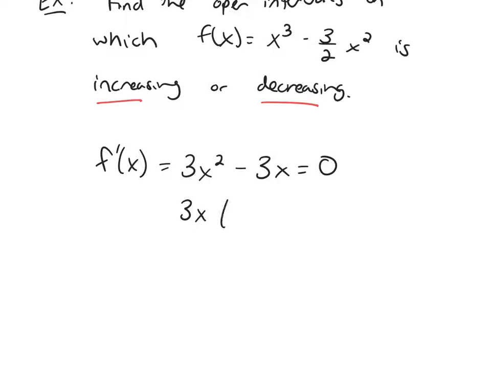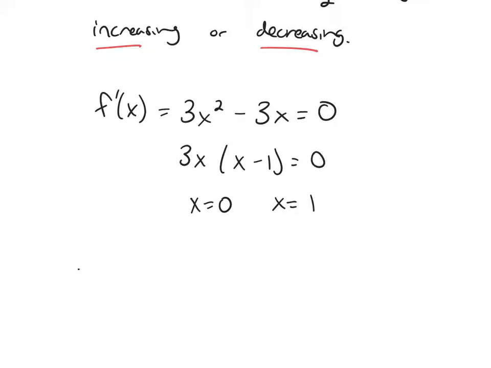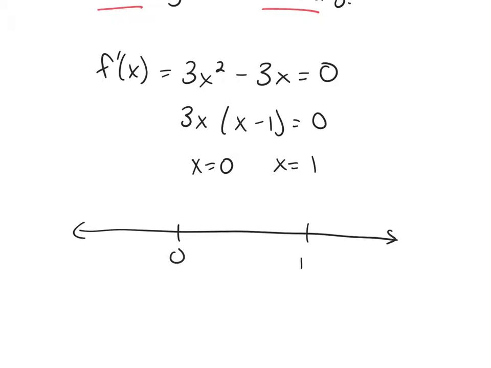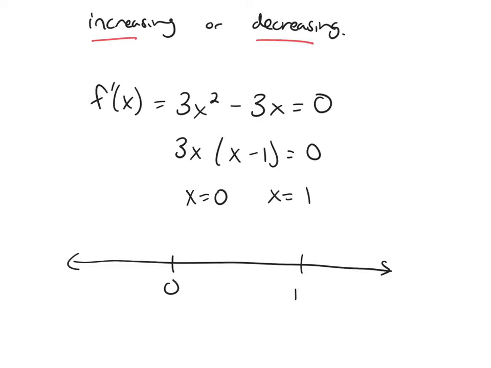If you factor out a 3 and an x, you get two solutions, x equals 0 and x equals 1. And then we make a sign chart for our derivative. Here's 0, here's 1. So if I need to pick some test points in here, let's pick -1, pick 1/2, and 2, and plug them into your derivative. This is f prime of x to see if it's positive or negative.